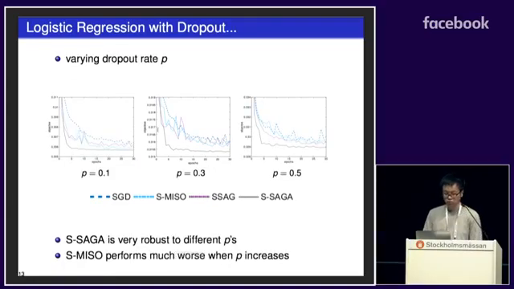And we also tried varying the dropout rate here. And you can see S-SAGA is very robust to different noise levels. And it always performs best. But in contrast, S-MISO can be much worse when the dropout rate increases.